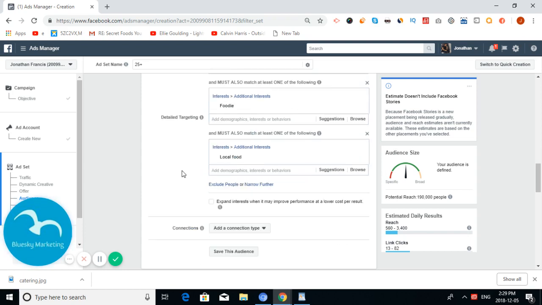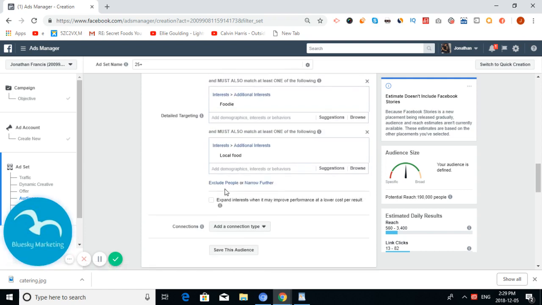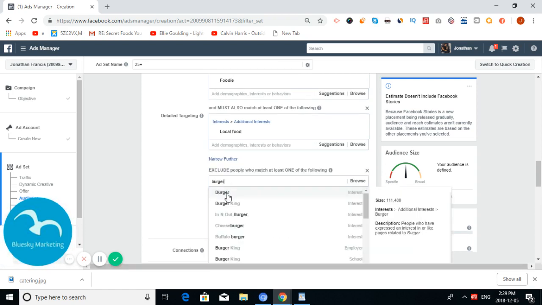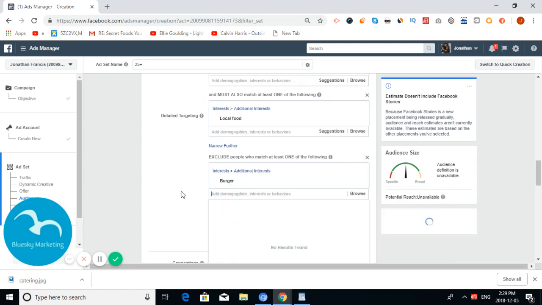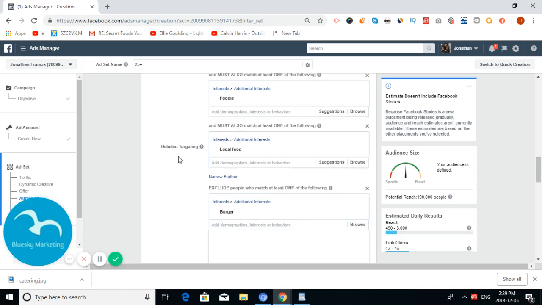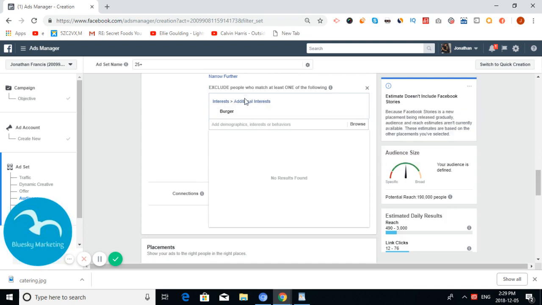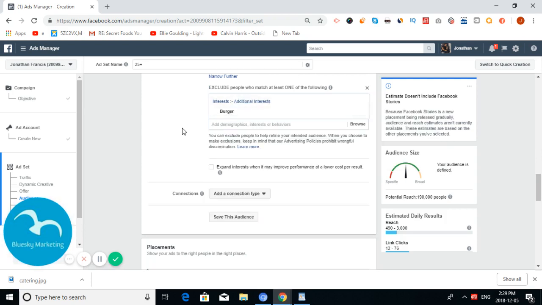Another thing that you could do is exclude people. So say you don't want this ad to show to anyone that likes burgers. You click exclude people, and then you just click burgers. So right now the ad's going to show to people who like local food, people who like foodie, and people who like food, but it's going to exclude people who have an interest in burger. Right? This is something that you can really get interested in.